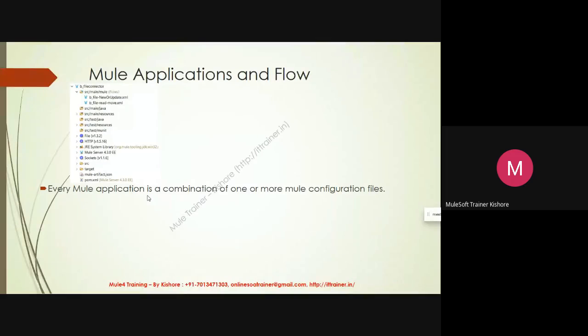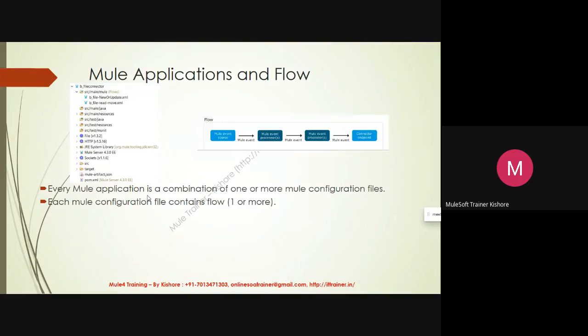Every application is a combination of one or more Mule configuration files. Each Mule configuration file contains a flow. Even the flows are also one or more. And this is how your flow looks. So a Mule application receives events, processes them, and routes them to the other endpoints. Whatever you have received, that is called an event, and whatever components are processing the events are called event processors. In the next session or fourth session, we'll talk more about these events. For the time being, feel like an event is some request you are receiving.